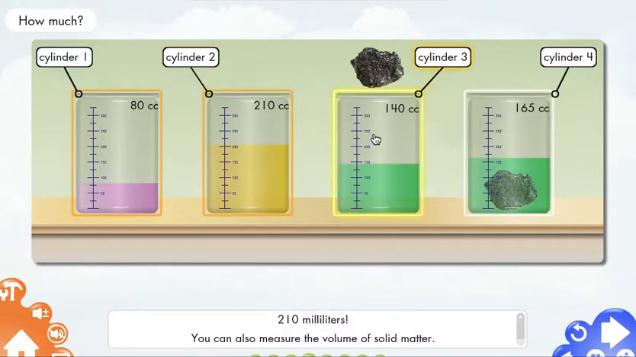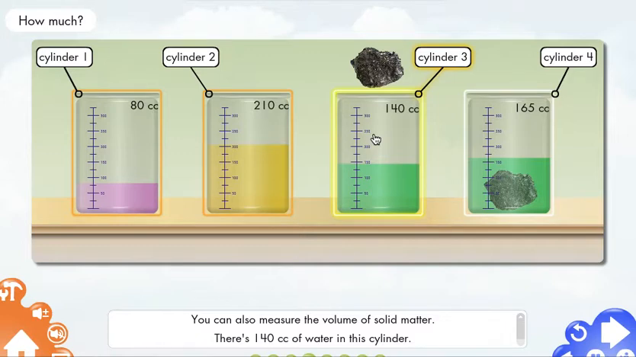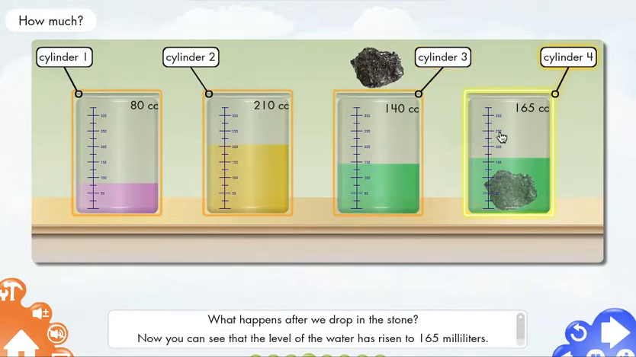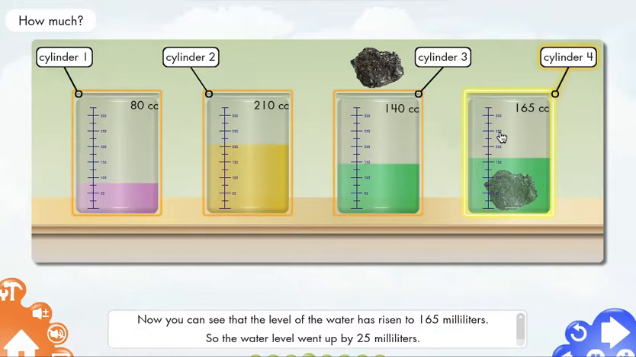You can also measure the volume of solid matter. There's 140 cc's of water in this cylinder. What happens after we drop in the stone? Now you can see that the level of the water has risen to 165 milliliters. So the water level went up by 25 milliliters.